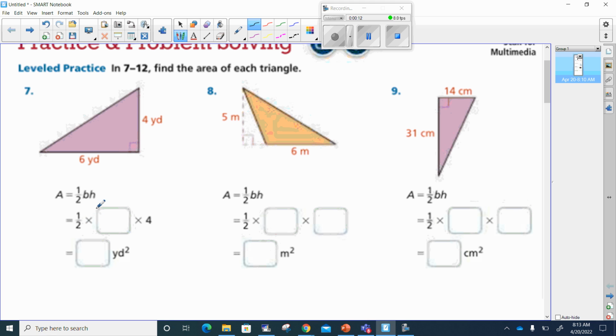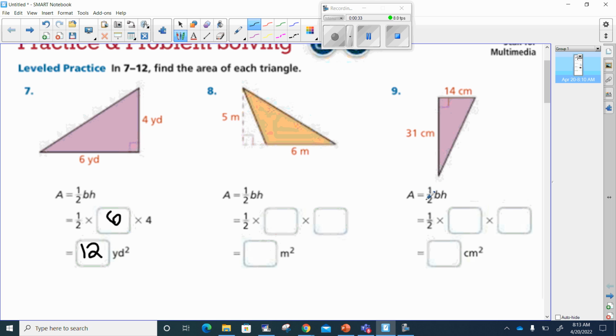So this is going to be 1/2 times the base, which is 6, times the height, which is 4. 1/2 of 6 is 3, and 3 times 4 is 12. So this is going to be 12 yards squared. Notice we have to square it because we're talking about an area that has length and width. It is not one-dimensional.